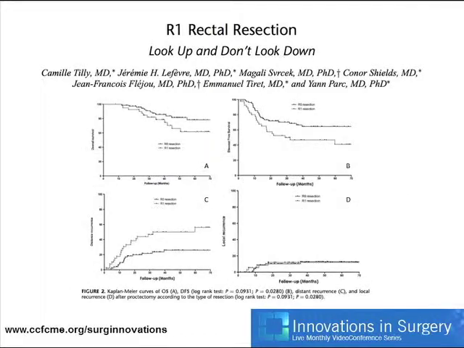What they found when they looked at the outcome data is that having an R1 resection margin didn't necessarily influence your local recurrence rates, but it did significantly impact your disease-free survival and your overall survival. And they found that if you had an R1 resection, your risk of systemic recurrence was much greater, and primarily in the lung. And that obviously has significant impact for how we manage these patients in the perioperative period.